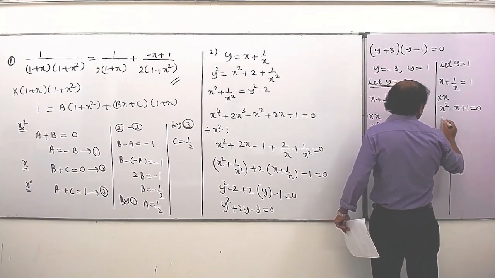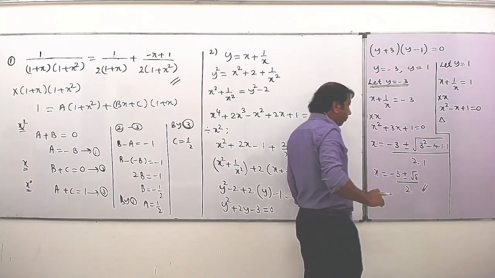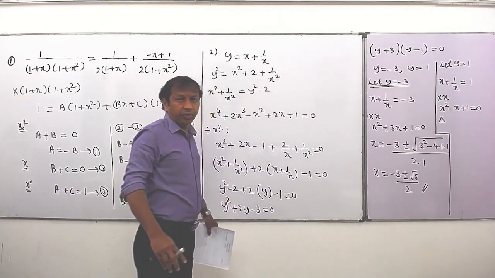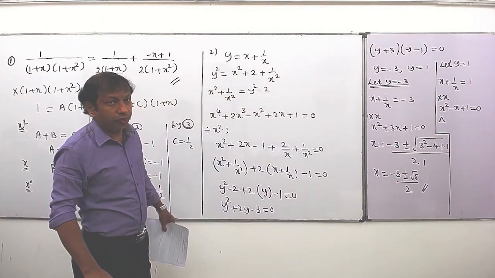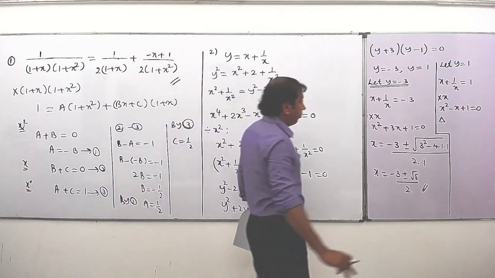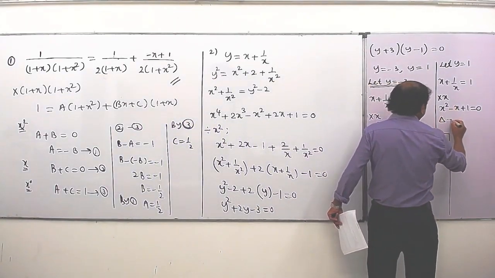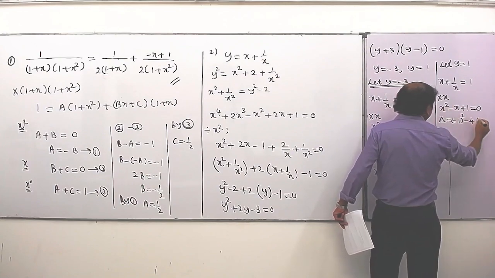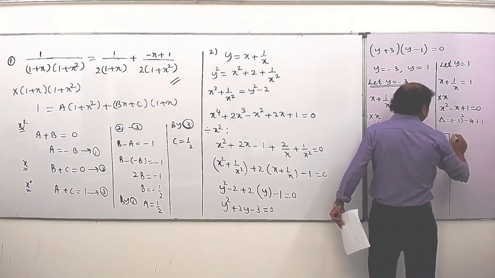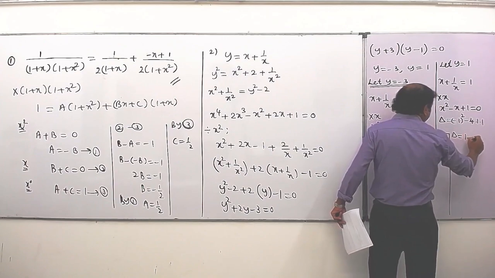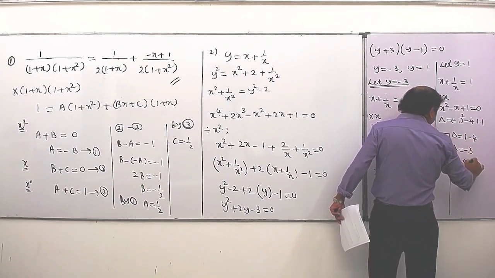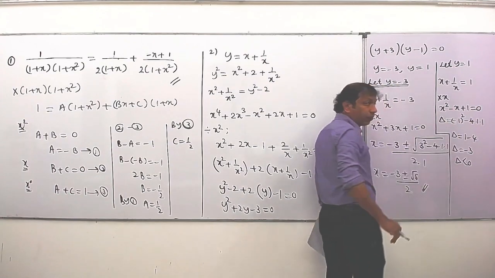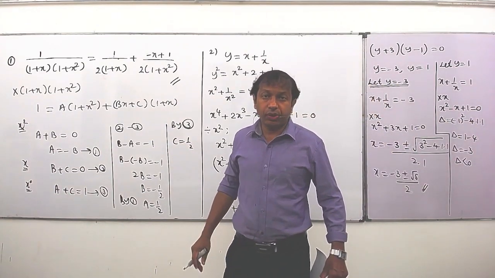Right. When I find the delta of this, b squared minus 4ac. B means minus 1, no? Minus 1 squared. B squared minus 4. A is 1. C also 1. Here we get delta 1 minus 4. Delta minus 3. Delta less than 0. Then this quadratic equation has no real roots.